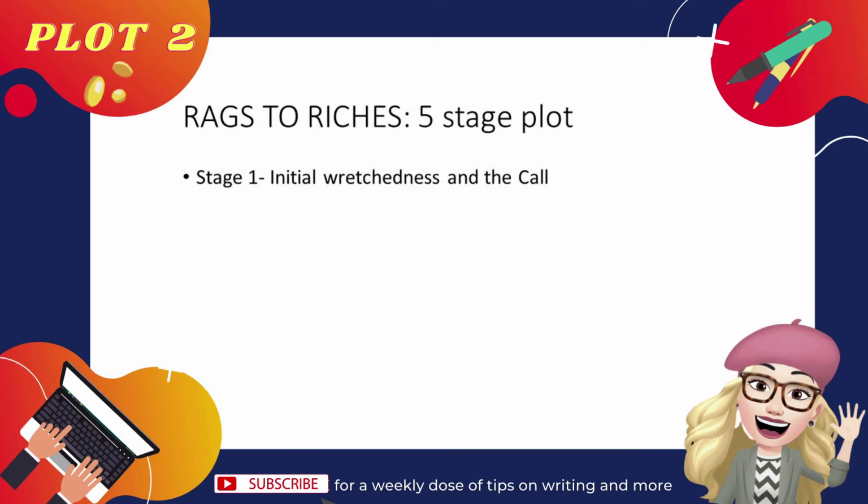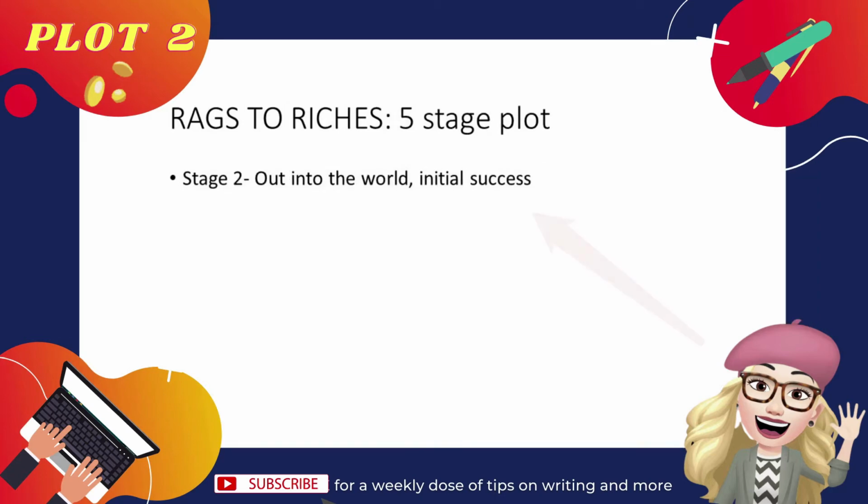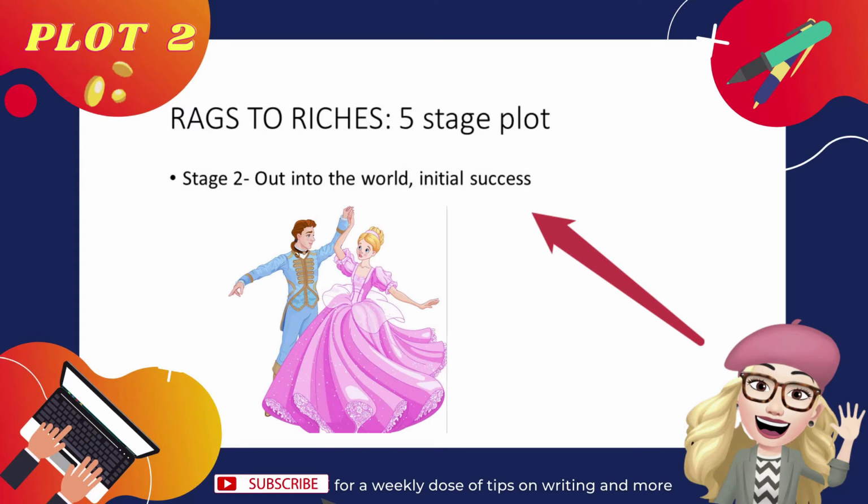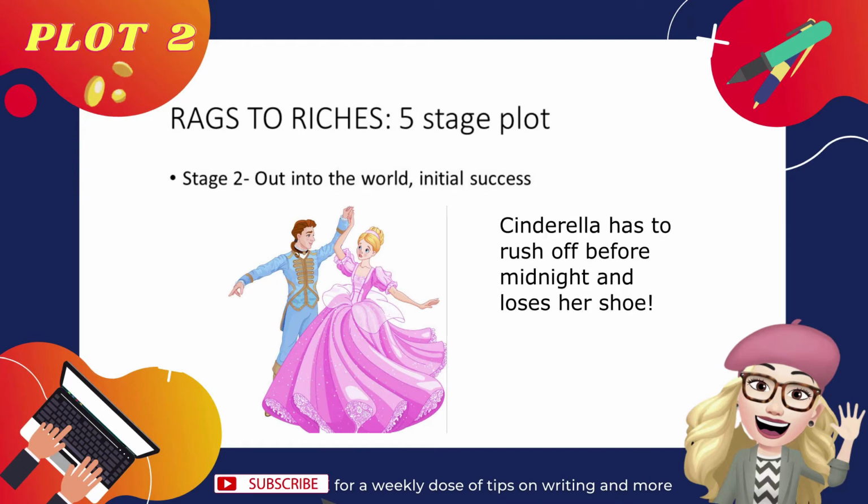Out into the world and initial success is what Christopher Booker calls the second stage in the Rags to Riches plot. So at this stage, the hero has some minor struggles, but it looks like he or she could succeed. So if you think about the Cinderella plot, it's when Cinderella meets her prince and she and he get along well. But at this stage, Christopher Booker says the hero hasn't matured fully, so any victories are short-lived.